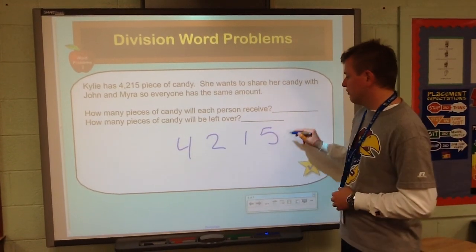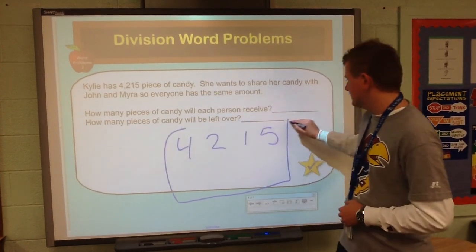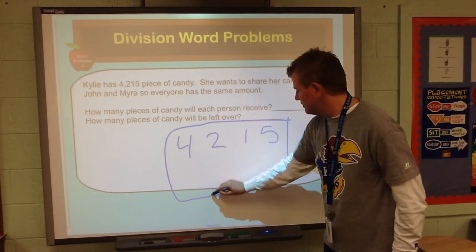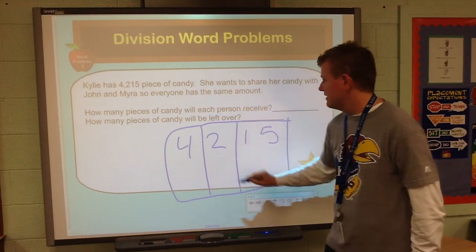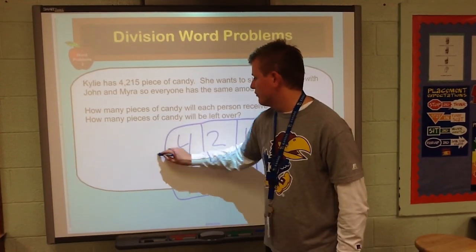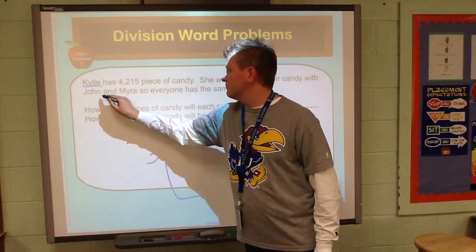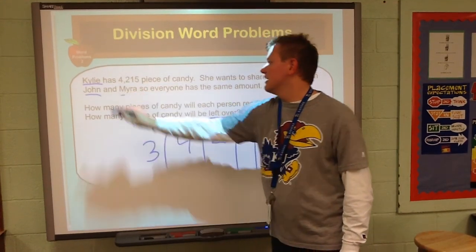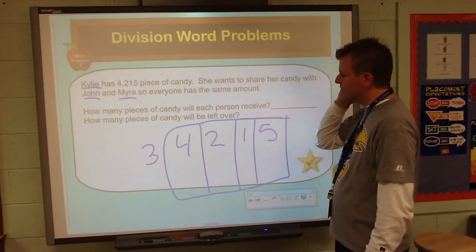So 4,215, I got my box, and I got plenty of room between each digit. All right? I'm going to pop my 3 over here because remember, Kylie's getting some pieces, John's getting an equal amount of pieces, and Myra's getting an equal number of pieces. Okay?